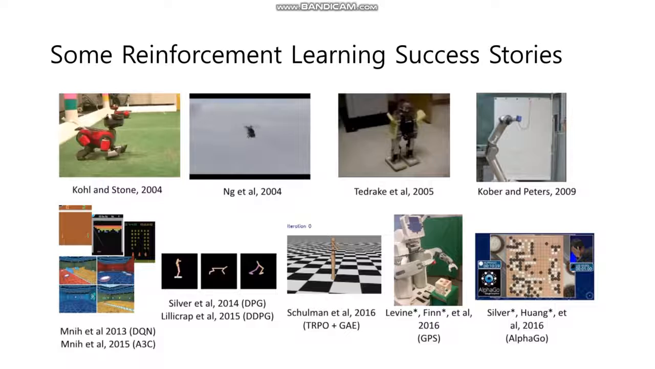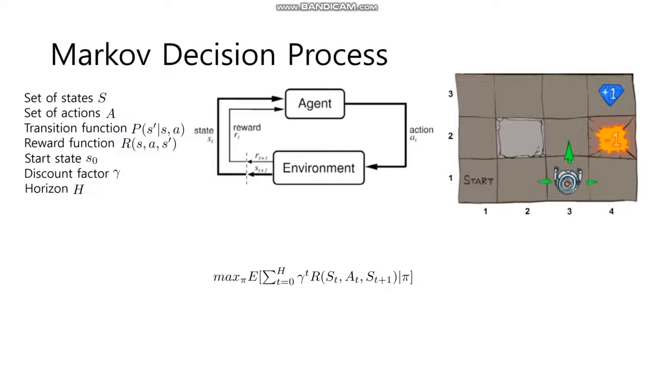There are some reinforcement learning success stories, but let me skip this. So let me talk about Markov decision process before we move on to the details. An MDP is defined by 7 factors: the set of states S, set of actions A, transition function P, reward function R, start state S0, discount factor gamma, and the horizon H. Actually, depending on the book, an MDP is defined by 5 factors and sometimes 6 factors.